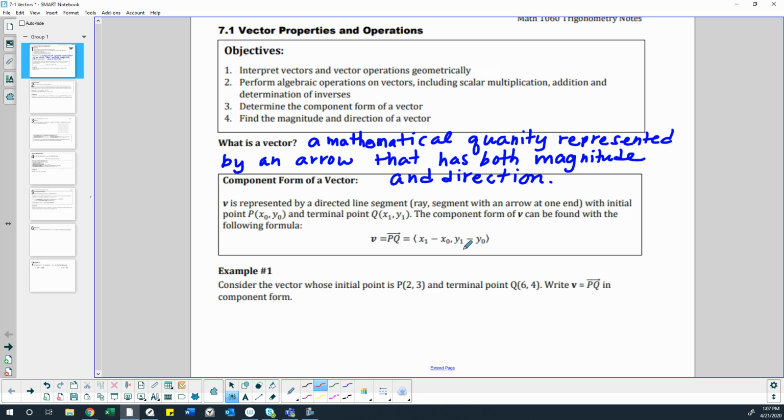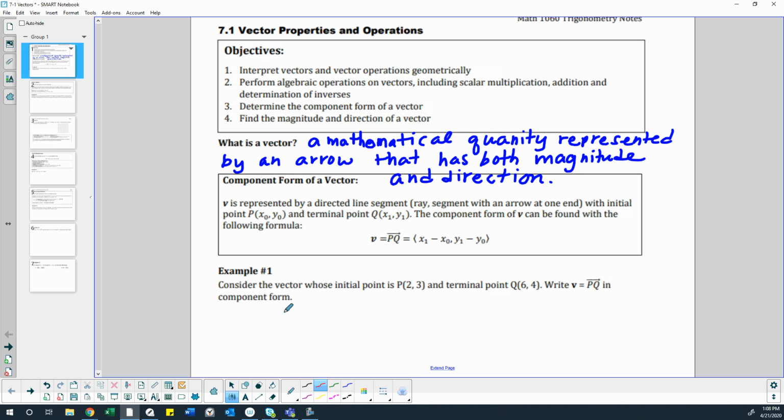Now here is our notation for a component form for a vector. Instead of using parentheses like we would with a point, a coordinate point on a graph, we're using these little triangular bracket things that almost look like a less than and greater than sign. And this will tell us how far to move from one point to another and in what direction.